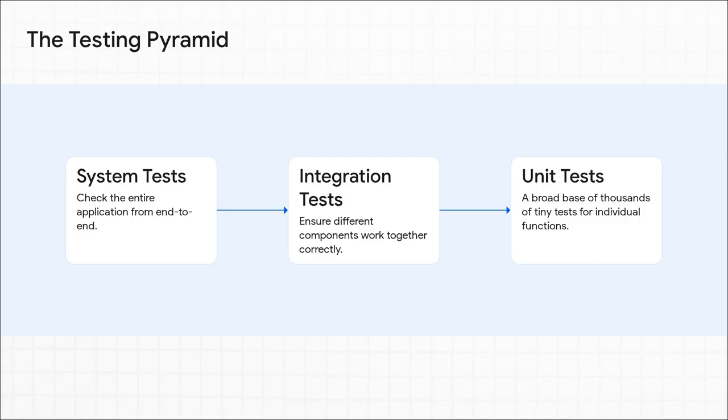The foundation, the biggest part, is built on thousands of tiny unit tests that check each individual little component. As you move up, integration tests make sure those components all play nicely together. And finally, at the very top, you have just a few system tests that check the entire application from end to end. You build a wide, strong base of small tests to support the whole structure.